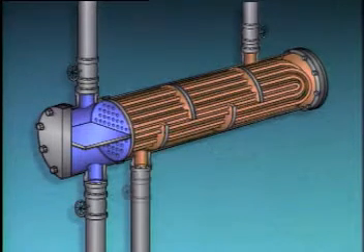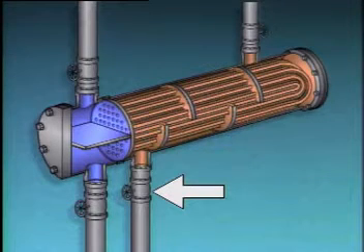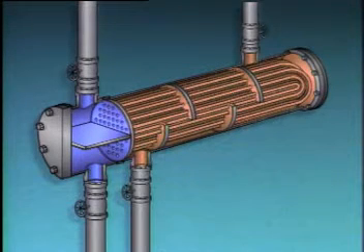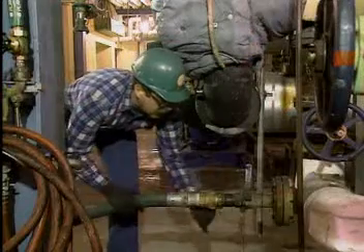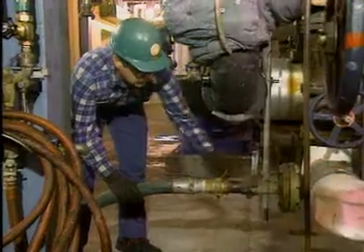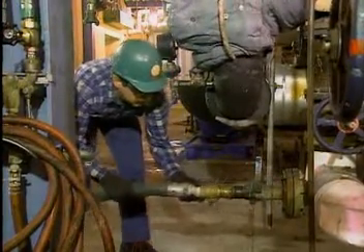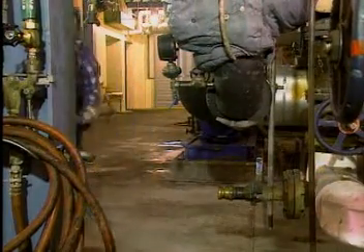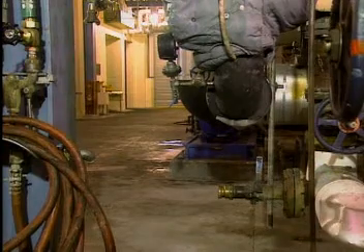Some shell and tube heat exchangers have an isolation valve on this outlet. With those heat exchangers, the isolation valve must be shut to completely isolate the heat exchanger. After the isolation valve is shut, the operator opens the cooling water drain and vent valves. Once all of the fluid is drained from the heat exchanger, the operator closes the vent and drain valves to complete the shutdown.